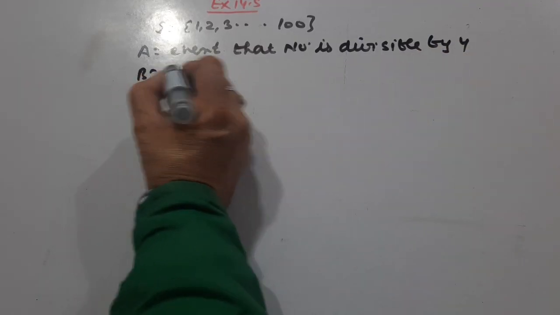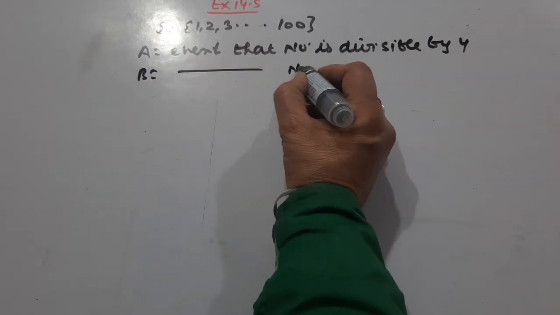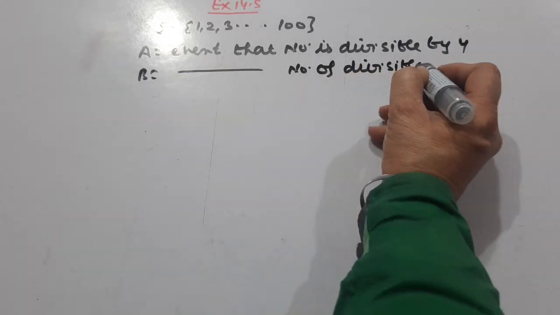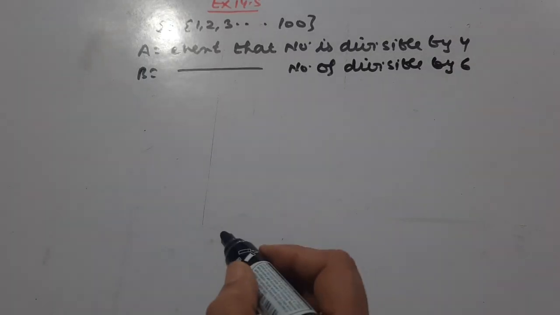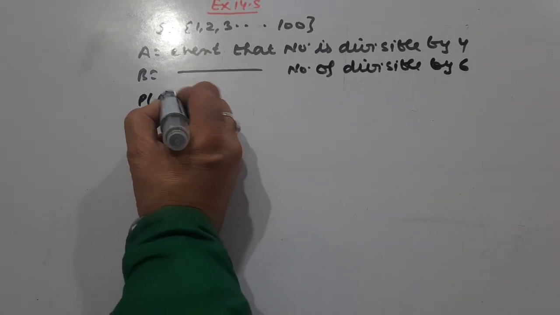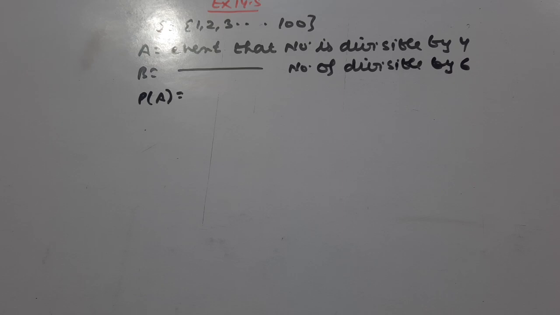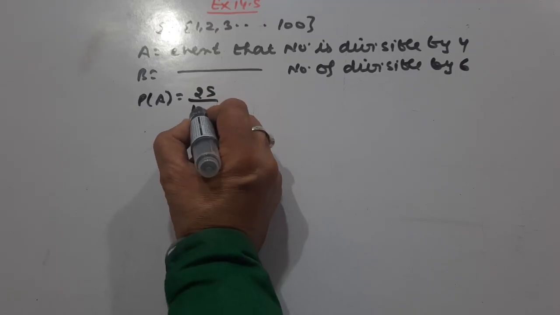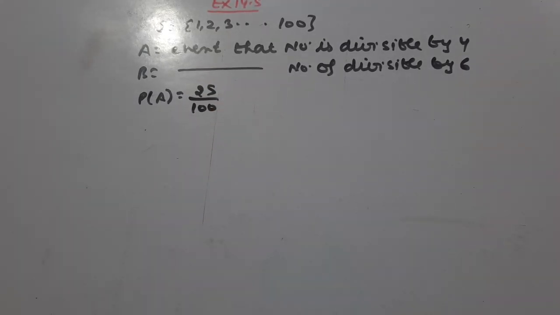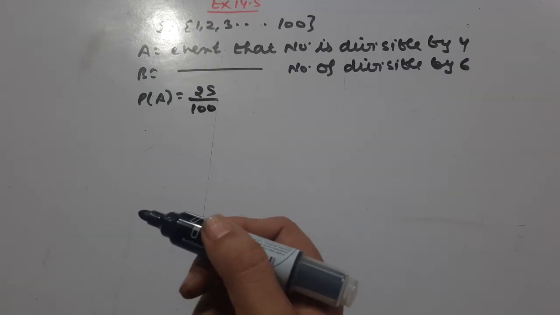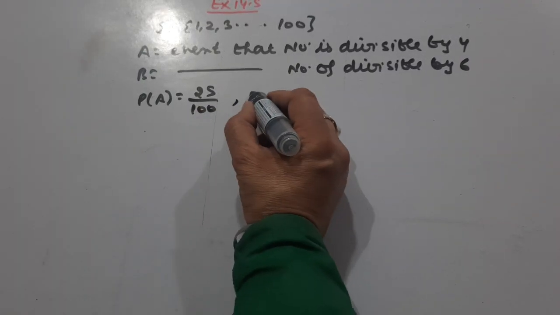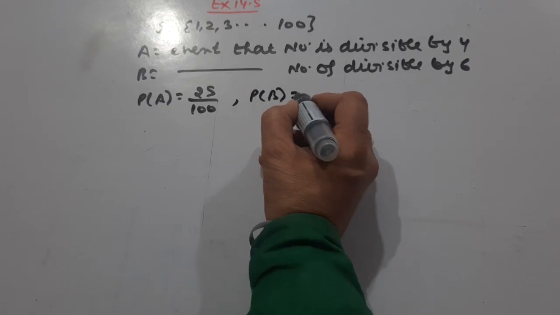B is the event that number is divisible by 6. So P of A, number is divisible by 4. So between 1 to 100, if we have to find numbers which are divisible by 4, these are 25. 25 by 100. P of A equal to 25 by 100. What we do, divide 100 by 4, so we get quotient as 25. So there are 25 numbers which are divisible by 4 between 1 to 100.